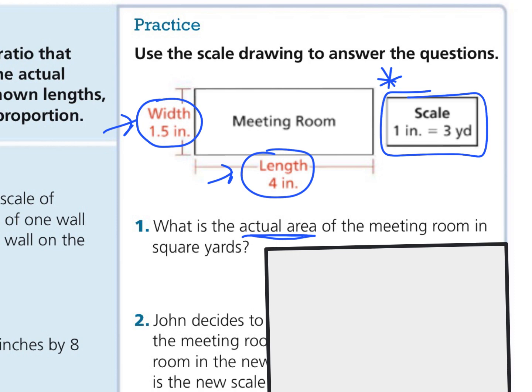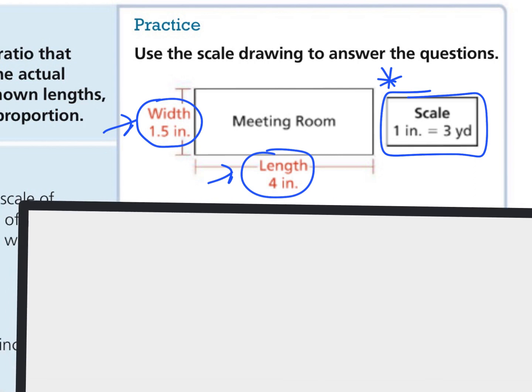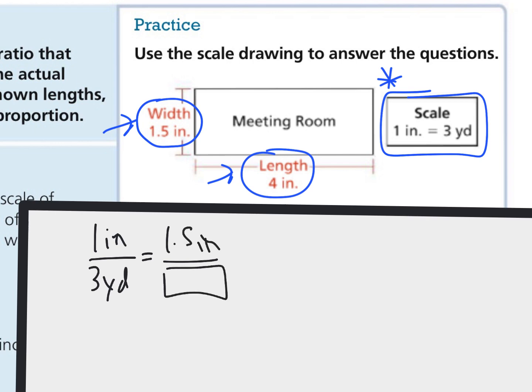So the first thing is we're going to want to figure out what our actual lengths are, actual dimensions. You can use this scale if you want. You can write it out like this. If you can just figure out what you need to do, that's fine also. But basically for this one, we'd multiply by 1.5, and that would be 4.5 yards.